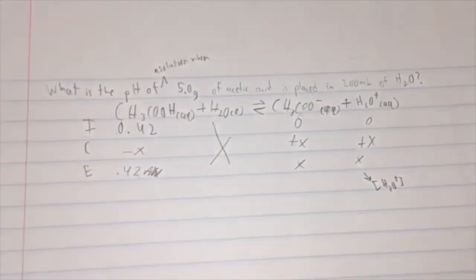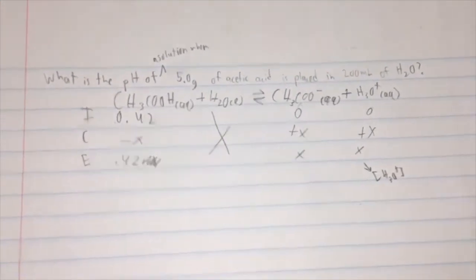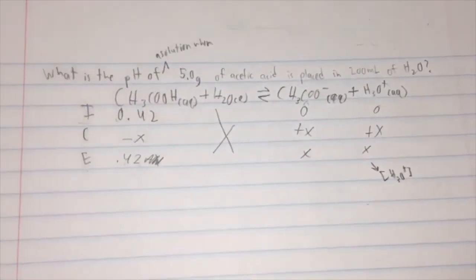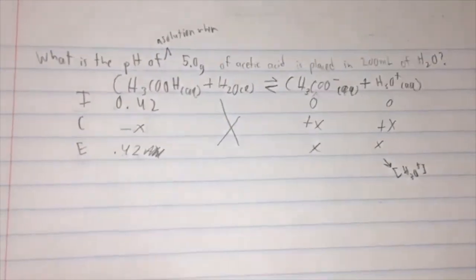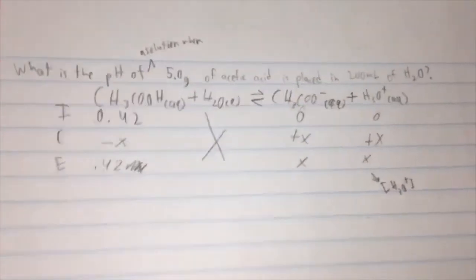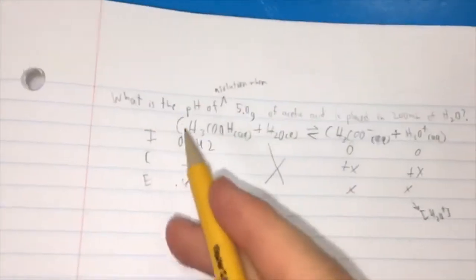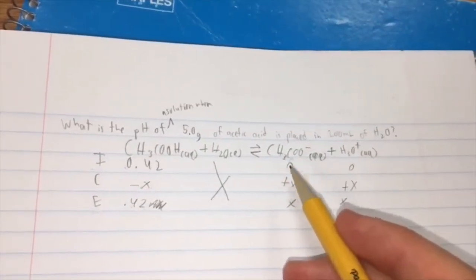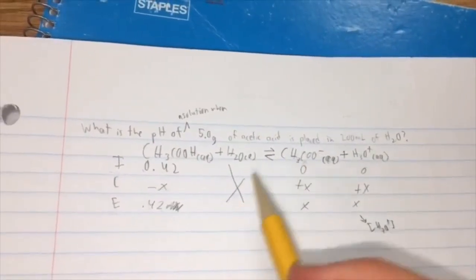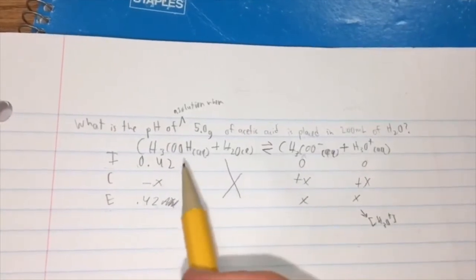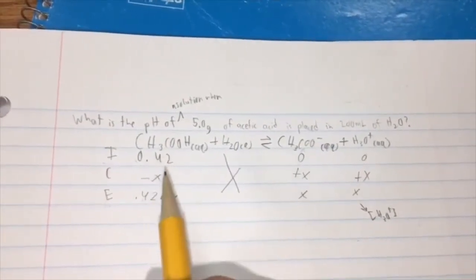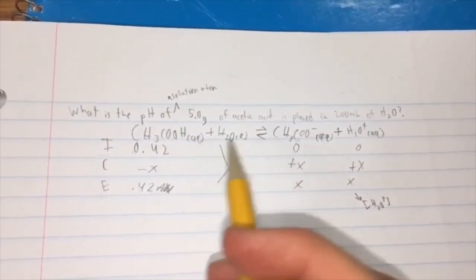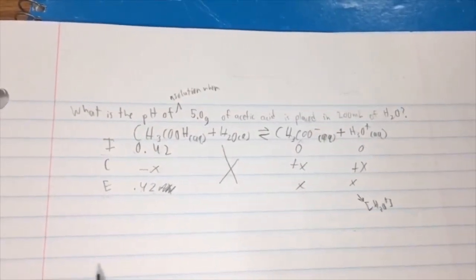How do we find the pH of a solution when a solid mass of an acid is added to the volume of water? Well, first you write an equilibrium reaction. So acetic acid plus water is in equilibrium with acetate and hydronium. Now, it's in equilibrium because acetic acid is a weak acid and does not dissociate completely, so there will be some reactant and some product remaining in the final solution.